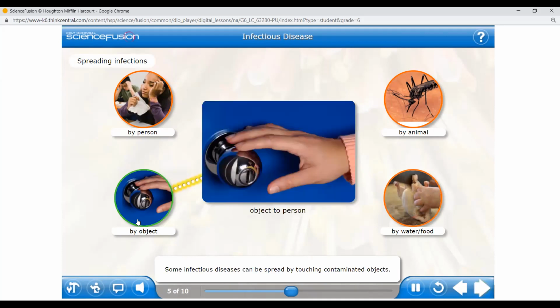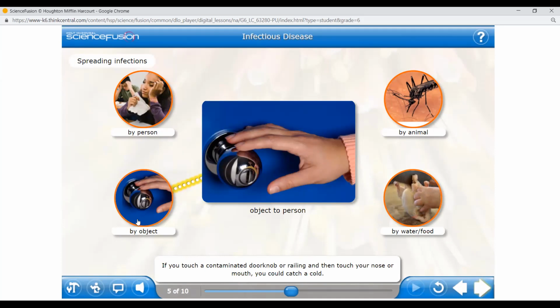Some infectious diseases can be spread by touching contaminated objects. The fungus that causes athlete's foot can live on the floors of damp showers or locker rooms. If you touch a contaminated doorknob or railing and then touch your nose or mouth, you could catch a cold.